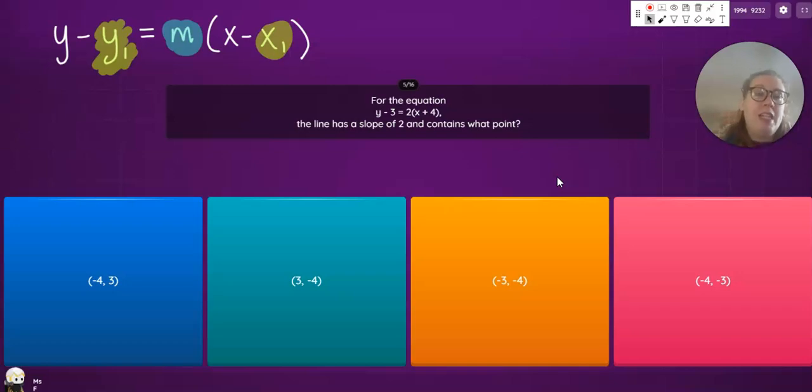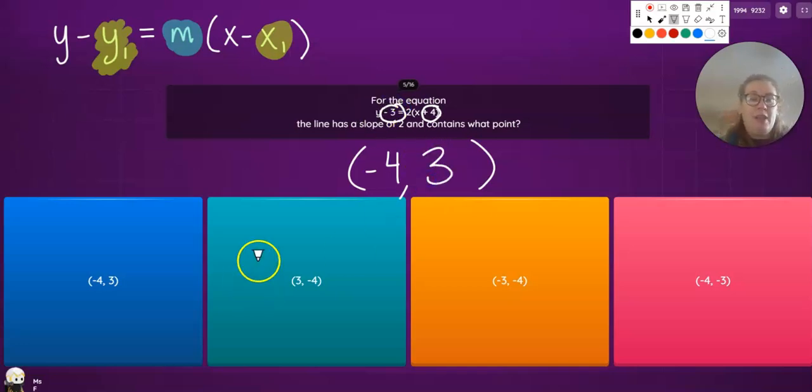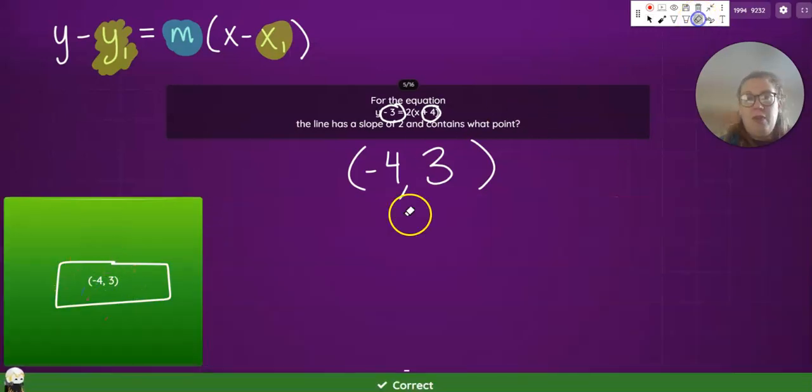For this equation, the line has a slope of 2, and it wants to know what the point is. So remember, it's always going to be the opposite sign that it looks like. So our x1, it has a plus 4, which means it's a negative 4. And our y1, opposite of minus 3, positive 3. So the point that is on that line is negative 4, positive 3. Beautiful.